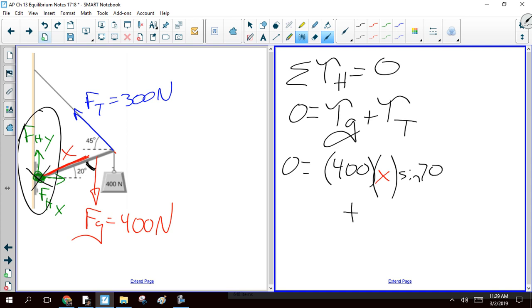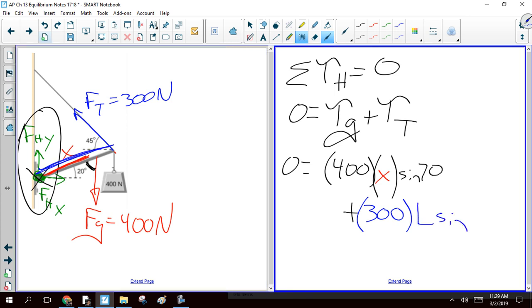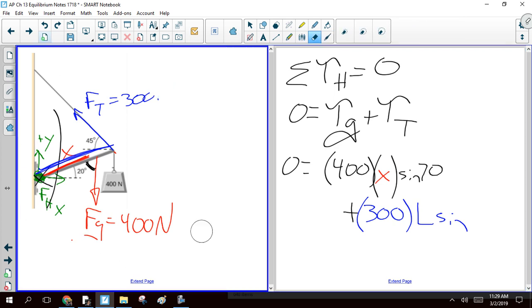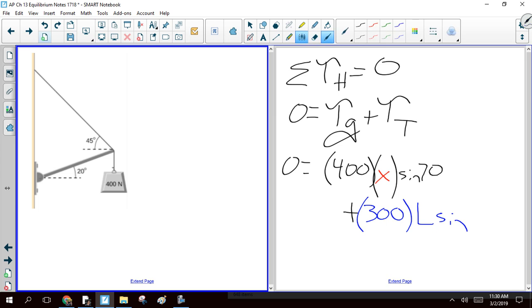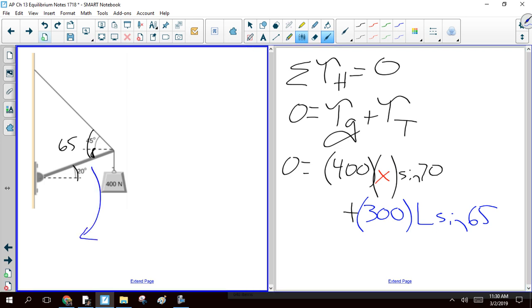Plus the torque from tension. So our maximum tension is 300 times, we decided that the length of this thing was L, times the sine of, well, let's see, the drawing is now all cluttered. So if this is 20, this must be 20, which means that this is 65, right? 20 plus 65, or 20 plus 45, rather. Okay, and those have got to equal 0. Let's see. The weight is going to have a negative torque, right?